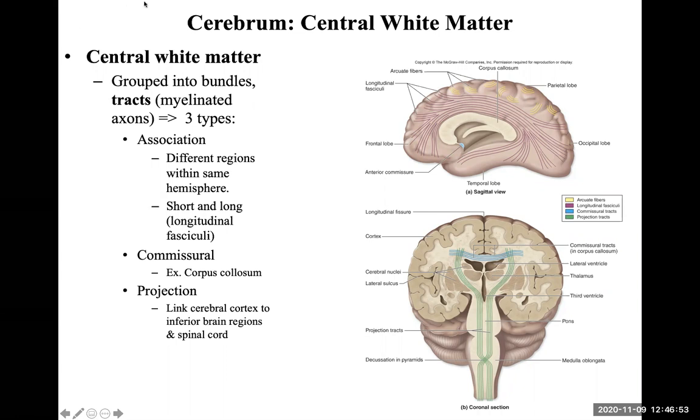The corpus callosum is this, I'll show you here, this upper lip, if you will. What you're seeing here is that this space is the lateral ventricle in this hemisphere, and on top, this is the corpus callosum. And then for what it's worth, this bottom portion is what we call the fornix. So the corpus callosum is a tract that allows for communication between the two hemispheres.